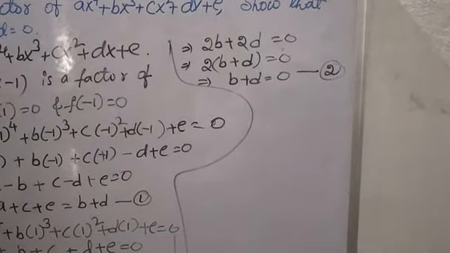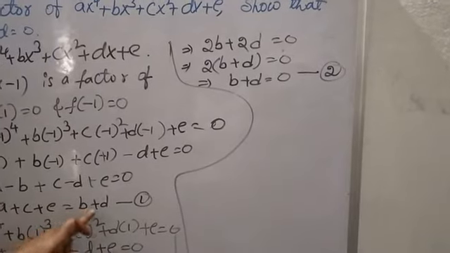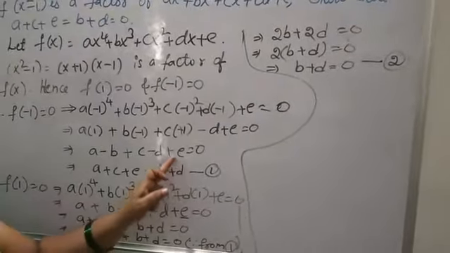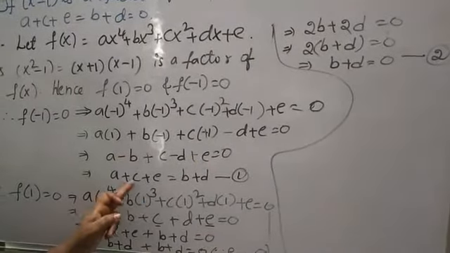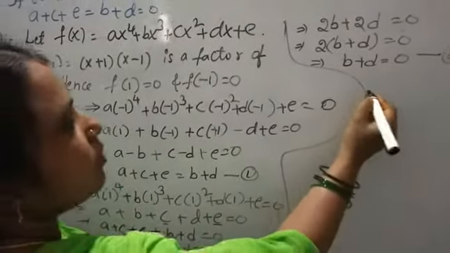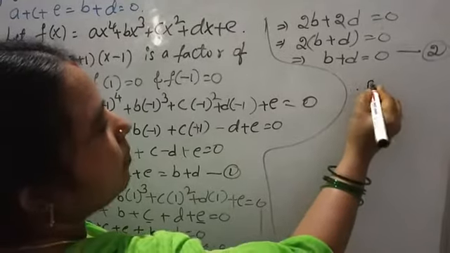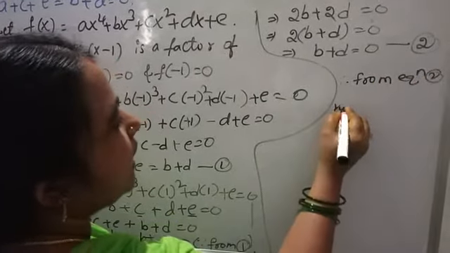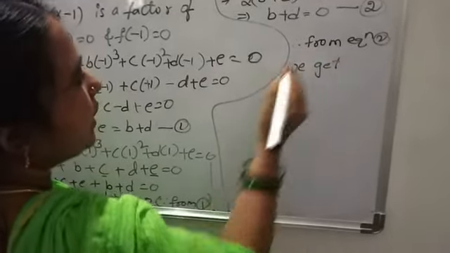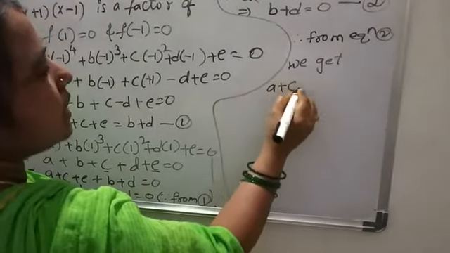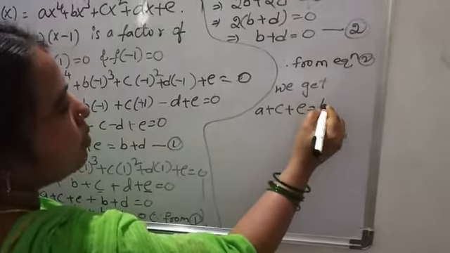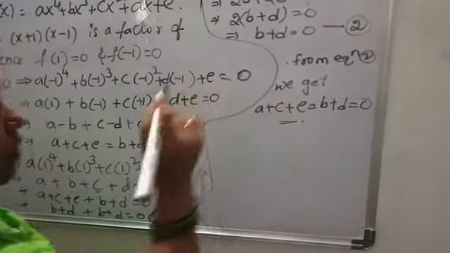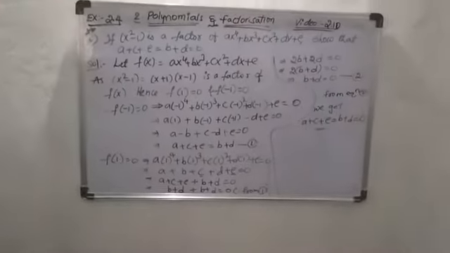Observe equations 1 and 2. a plus c plus e is equal to b plus d. We know the b plus d value, that is 0. So b plus d is 0 means a plus c plus e is also 0. Therefore, from equation 2 we get a plus c plus e is equal to b plus d is equal to 0. Okay, this is important.